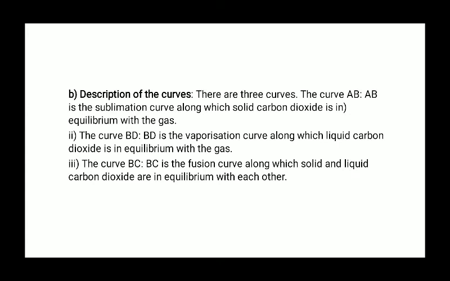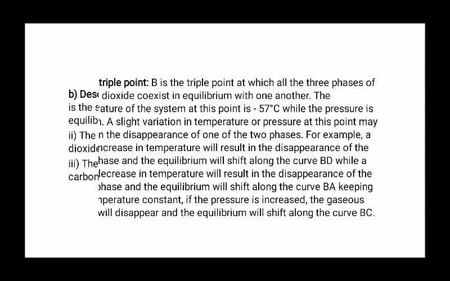There are 3 curves. The curve AB is the sublimation curve along which solid carbon dioxide is in equilibrium with gas, whereas curve BD is the vaporization curve along which liquid carbon dioxide is in equilibrium with gas. The curve BC is the fusion curve along which solid and liquid carbon dioxide are in equilibrium with each other.